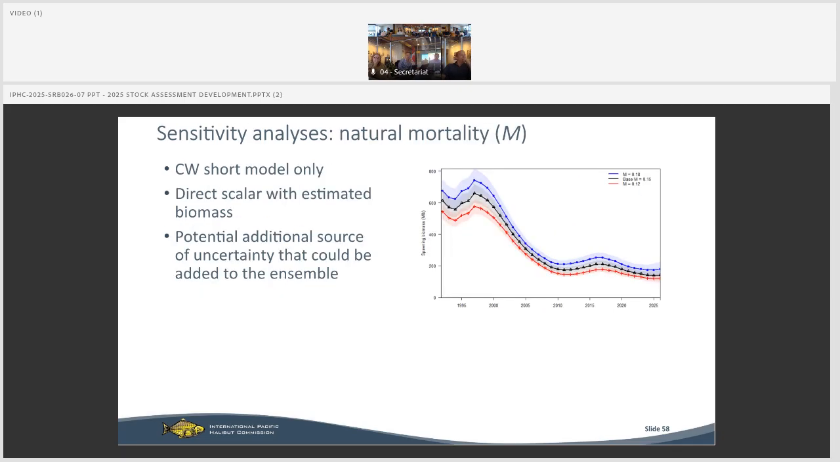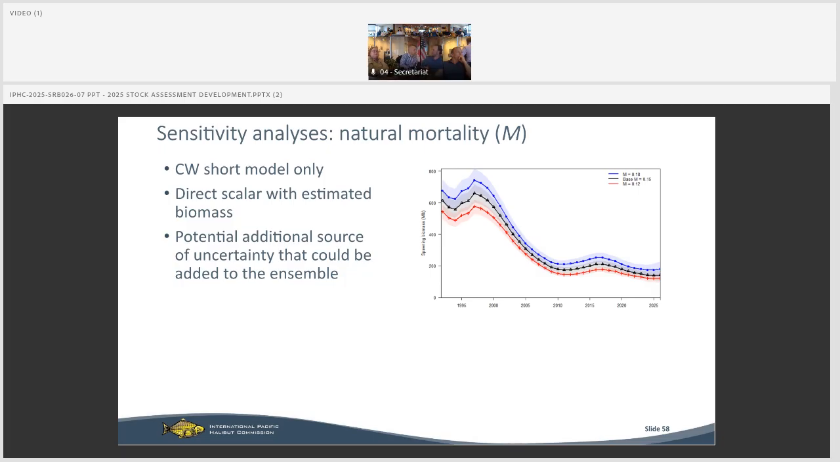Then we did sensitivity to natural mortality. So that's what we were just talking about. The base M is in black. That's 0.15, and it's 0.12 and 0.18 in red and blue. So if we were to move M up to be more like the other models, you can see it's basically a linear scalar on the biomass. And so this is definitely sensitive to the fixed value of natural mortality.